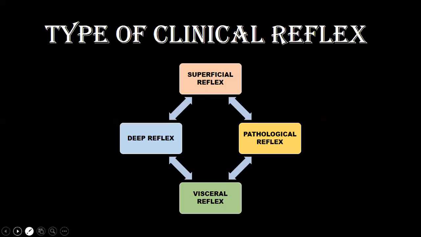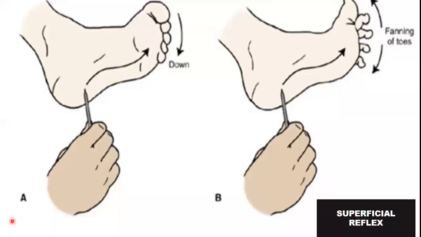Moving forward, we'll now see the types of clinical reflexes. Clinical reflexes are superficial reflex, pathological reflex, visceral reflex, and deep reflex. Let's see what these are. First, we have the superficial reflex. What does superficial reflex mean? Superficial reflexes are those reflexes that are present on the surface of the body. They are basically concerned with our mucous membrane or our skin.